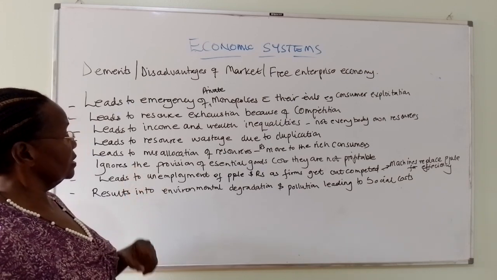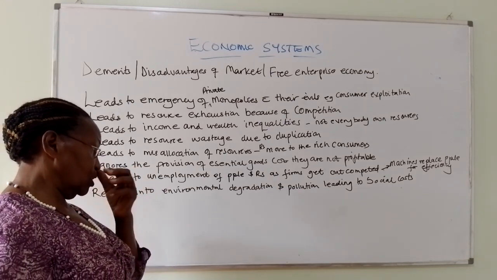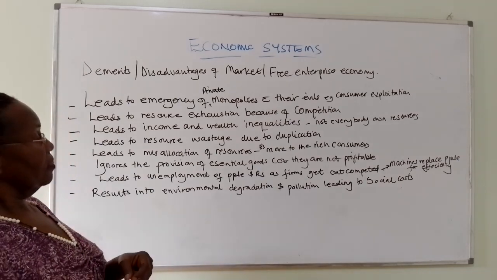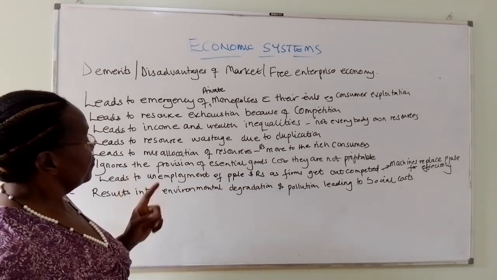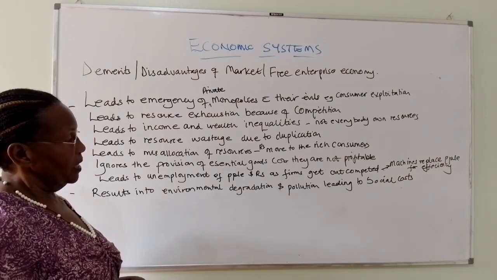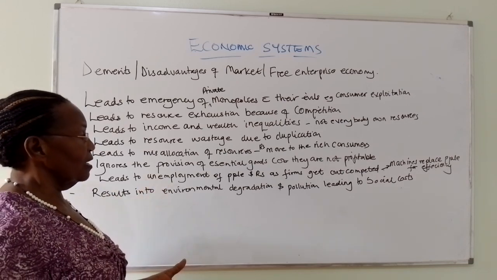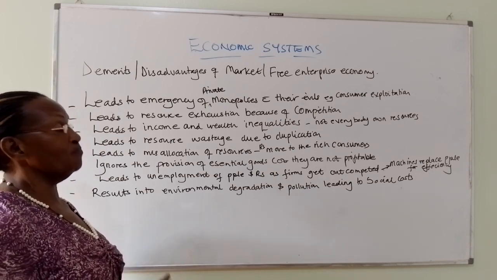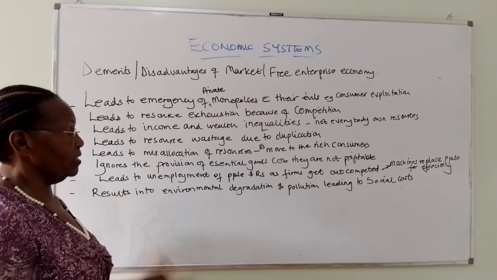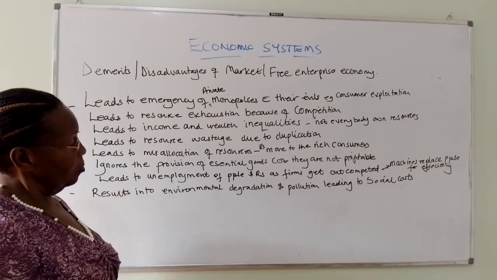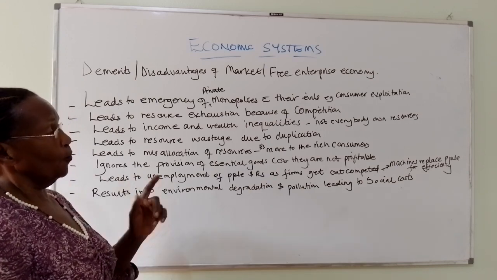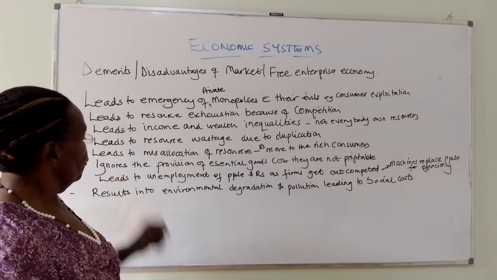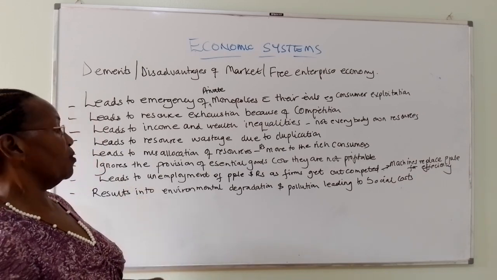So in a free enterprise economy, there is a high degree of resource misallocation, and resources always move to the production of luxuries or products which are demanded by the rich consumers. Then it ignores the provision of essential goods because they are not profitable. Essential goods like water, which command a low price or which don't have that kind of profitability, usually are left out. And we know that there is no government interference. Let people produce what they want, and you find that if they have that kind of freedom, whatever is essential and is not profitable will not be provided, and there will be suffering. Some of the needs of the people will never be satisfied, which is not good. Then it leads to unemployment of people and resources.